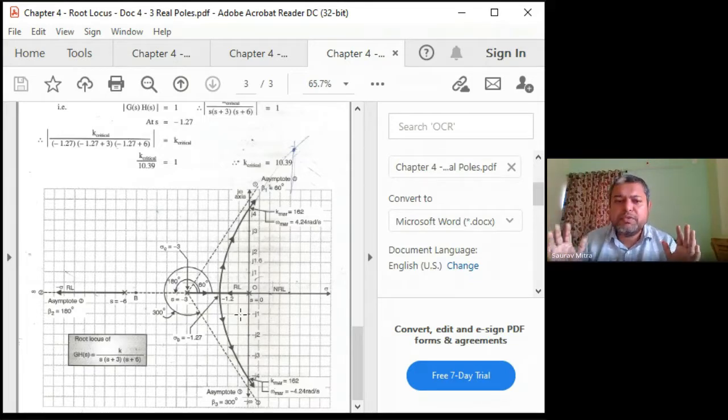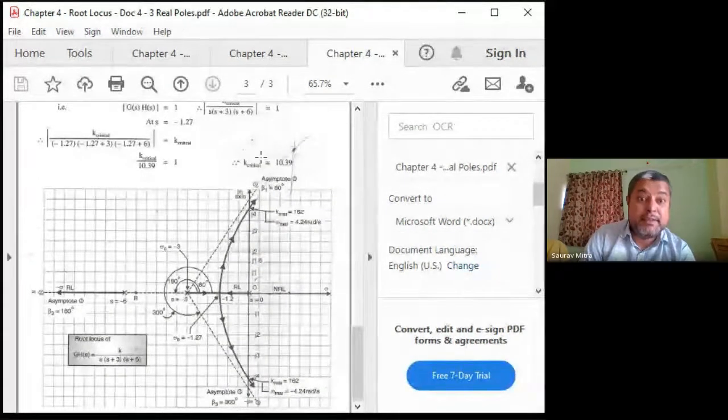Any three pole system you find, this will be the root locus. Okay, any three pole system. There is no zero I am talking about. And any three pole system with real roots. So don't catch me there. Any three pole system with real roots. What is that? Let's say s plus 1, s plus 7, s plus 19. Okay, the root locus will look like this.